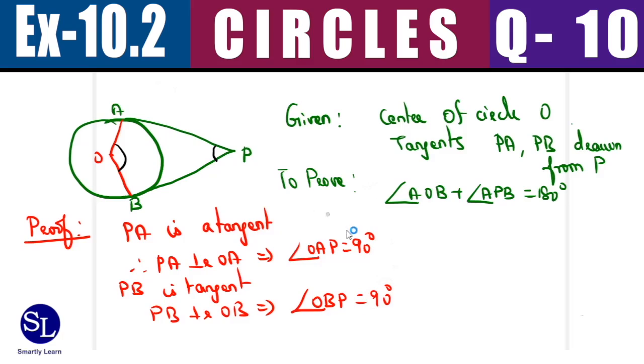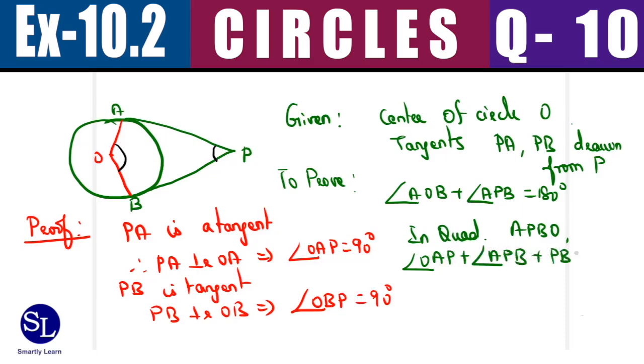Now let's take up the quadrilateral. So in quadrilateral APBO, I'm taking it in this order, APBO, angle OAP plus angle APB plus angle PBO plus angle AOB will be equal to 360 degrees. Why 360 degrees? Sum of all angles of a quadrilateral is equal to 360 degrees.